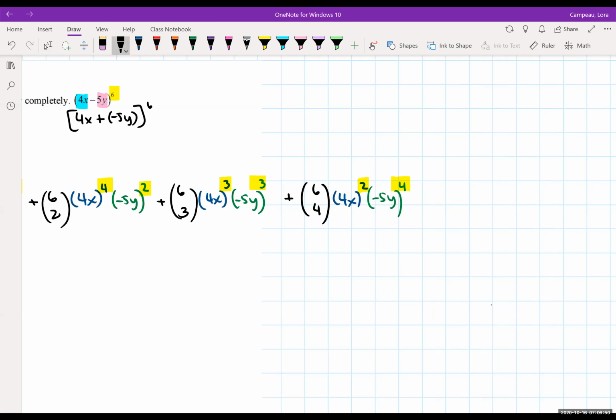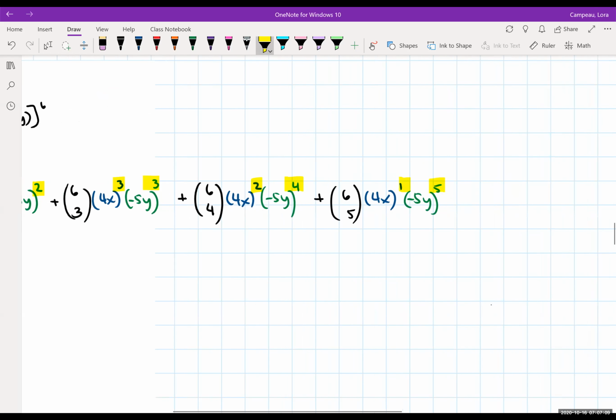How do we know when we stop? You will see right away. 6 choose 5. We're going to take 4x. It's technically to the 1st power. Negative 5y will be raised to the 5th power. Again, it adds up to 6. Looking good.